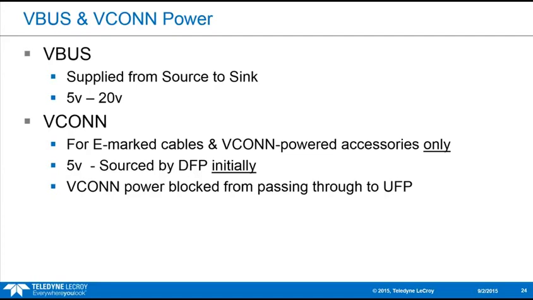So when the initial source sees an E-marked cable, he's supposed to drive 5 volts over Vcon. The cable will only draw 200 milliamps. So it's a small amount of power, but it's critical to the operation of these marked cables.